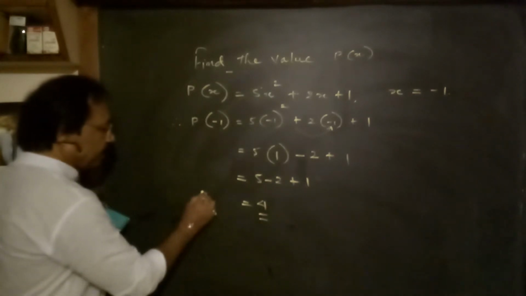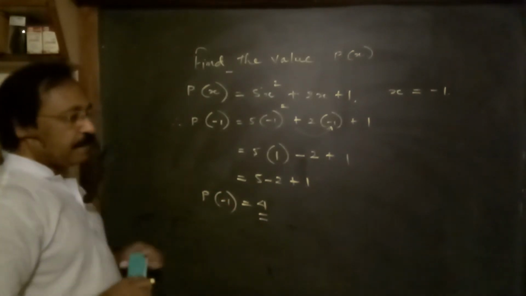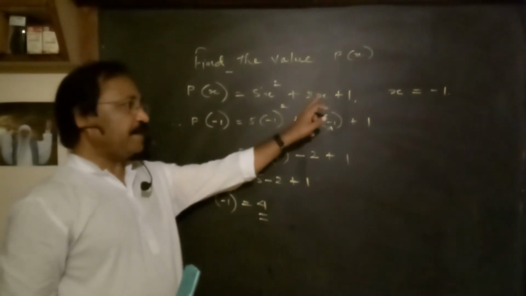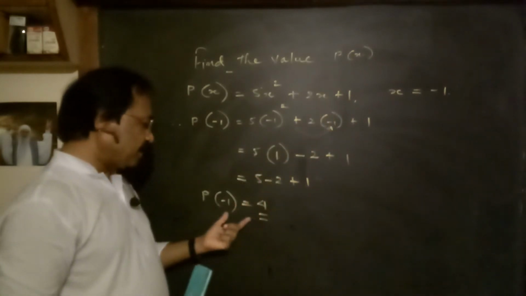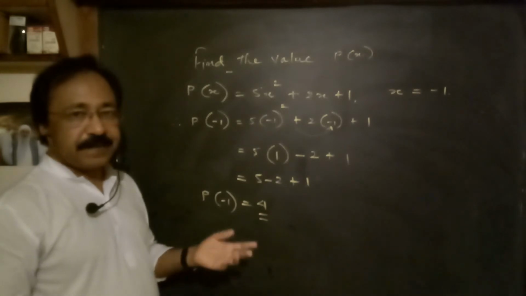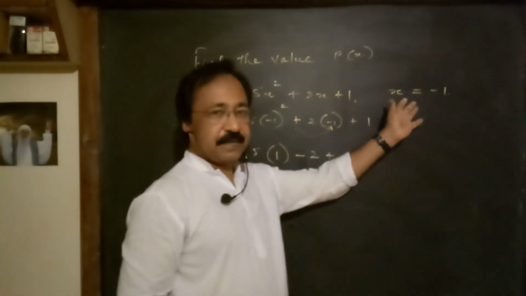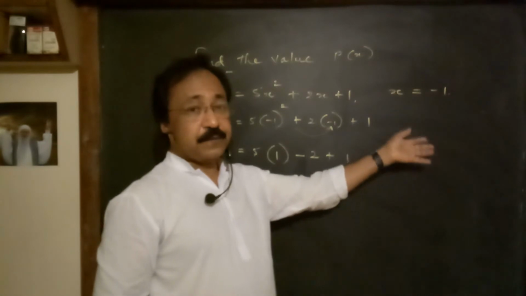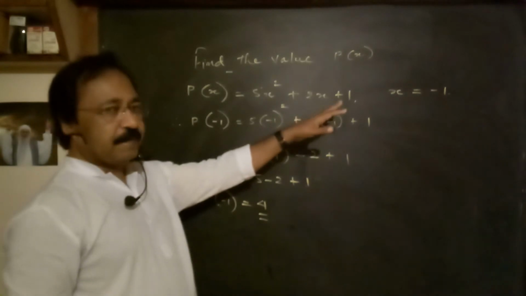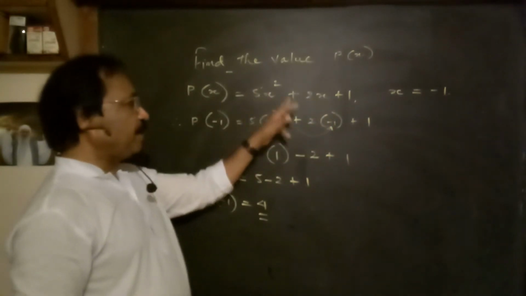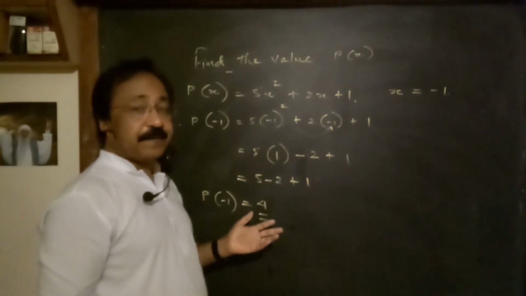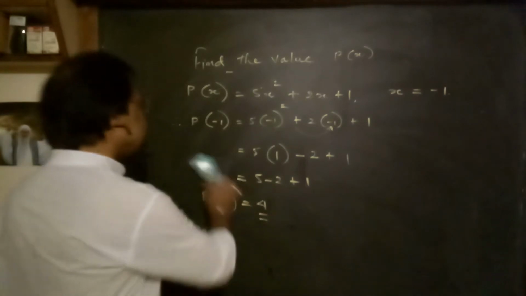So what is the value of p of minus 1? That means 4. We can say that the value of this polynomial p of x is equal to 5x square plus 2x plus 1 for x is equal to minus 1 is 4. Like that you can find out the values of any polynomial for any given x. It may be minus 1, it may be minus 2, it may be 2, it may be 3, but simple. You have to only remember what value of x is given. Simply instead of x, everywhere you have to write that value and then simplify. You will get the value of the polynomial. This is how to find out the values of a given polynomial.